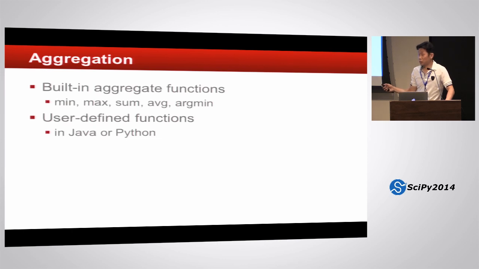We have built-in aggregate functions for common aggregate operations: min, max, sum, average. But we also let users implement their own aggregate functions, either in Java or Python.